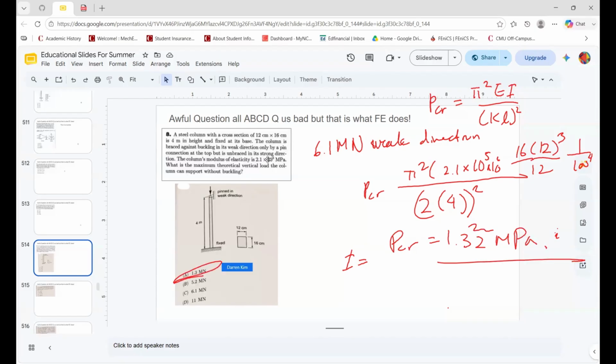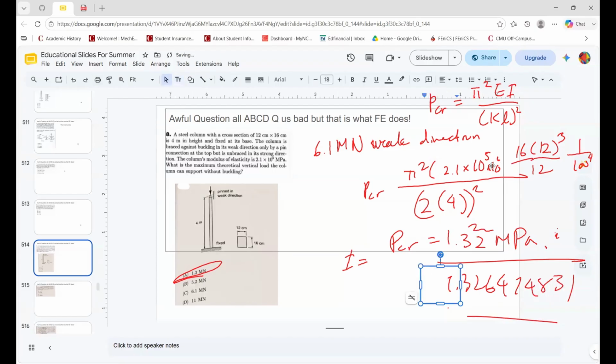So that is A right there. I get 3.1326474.831, if you're wondering. And if you want, you can keep your newtons in mega, so it gives you mega automatically. But the solution is A. One way or another, it gets you A.